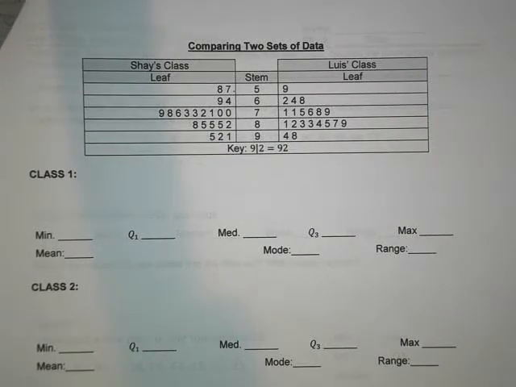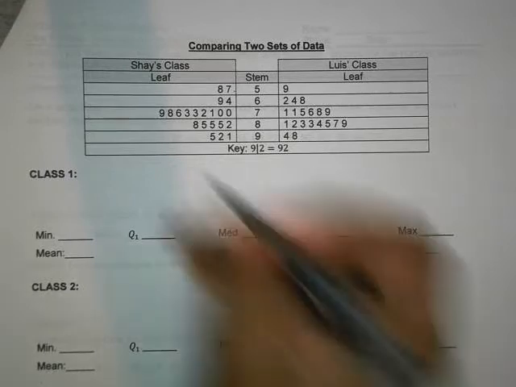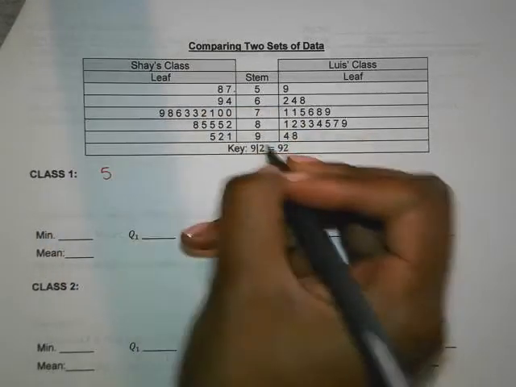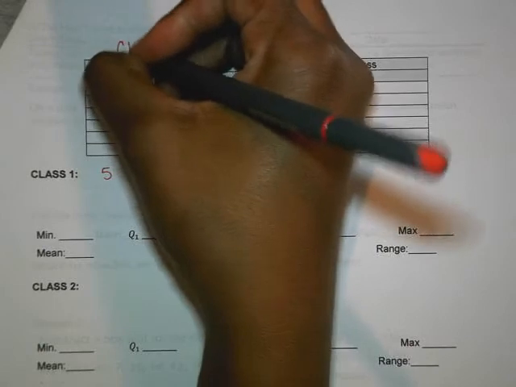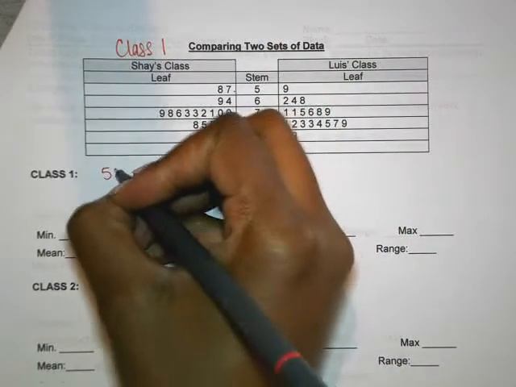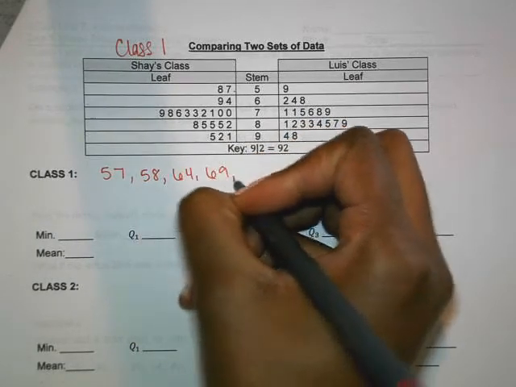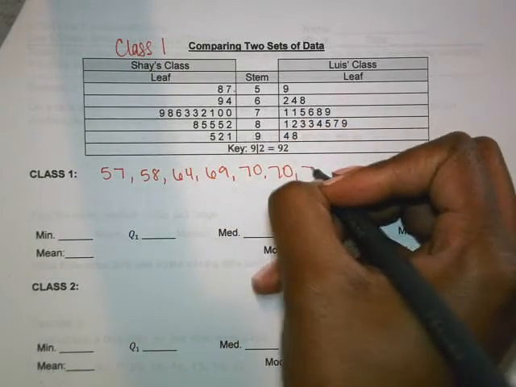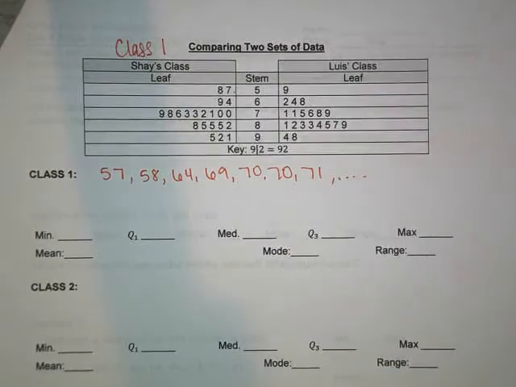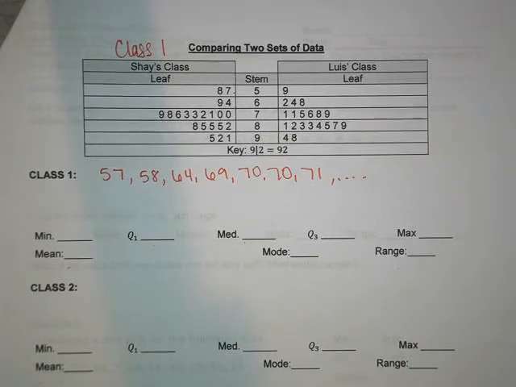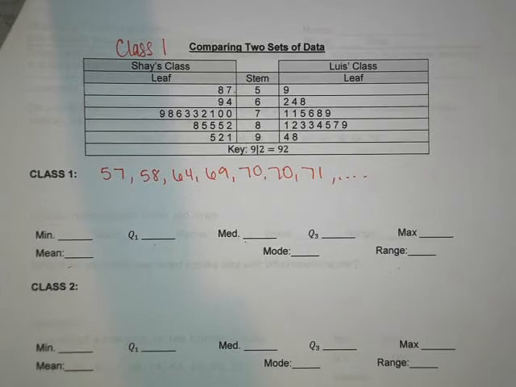All right, so in this case, I'm going to show you that, okay, let's say that we're writing down Shay's class. This was class 1. The data was 57, 58, 64, 69, 70, 70, 71, and so on. We're going to use Desmos to fill out what all these values mean. Okay? So let's first turn to our actual notes that we did in class.